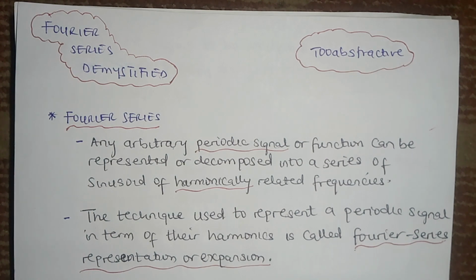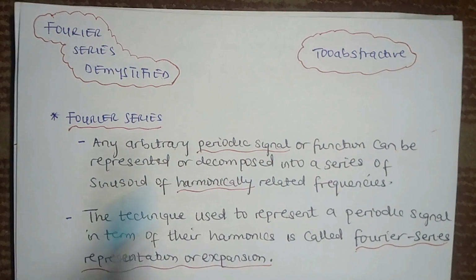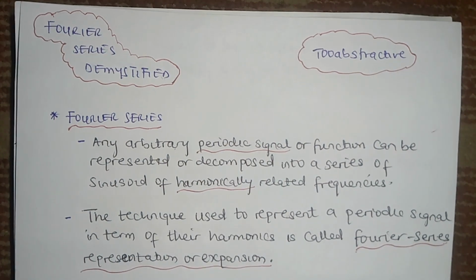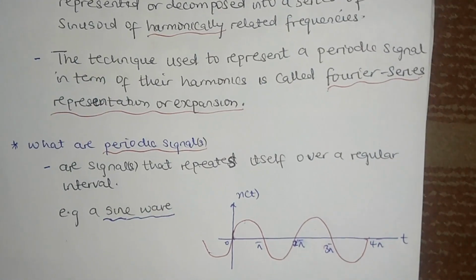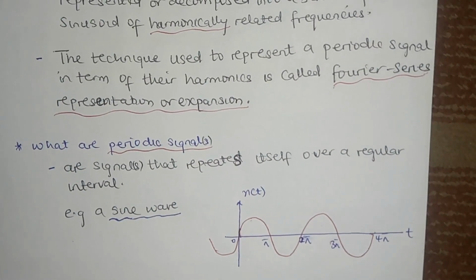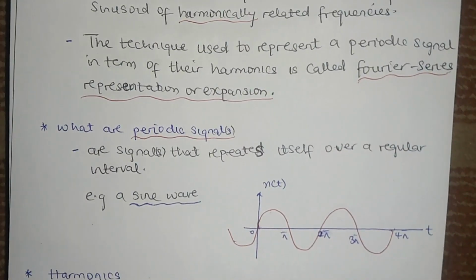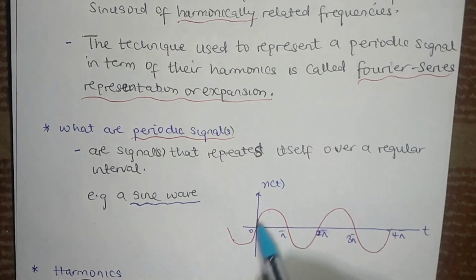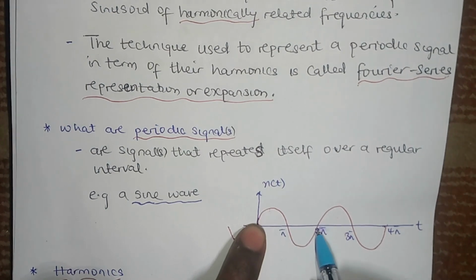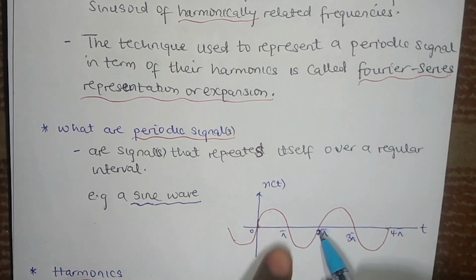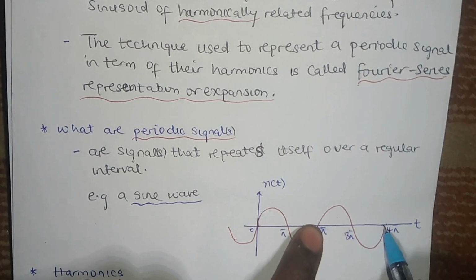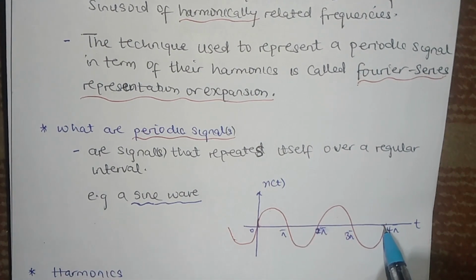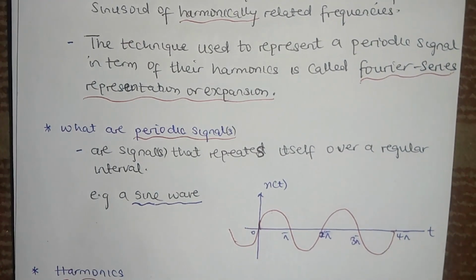Let's look at the first point, what are periodic signals. Periodic signals are signals that repeat themselves over a regular interval. That simply means that whenever we have a signal that repeats itself at regular intervals, such a signal is a periodic signal. Look at this. From 0 to pi to 2 pi, we have one full cycle. Now from 2 pi to 4 pi, we have another full cycle. So in essence, we are having a complete cycle, and it is repeating itself both on the positive and the negative side.